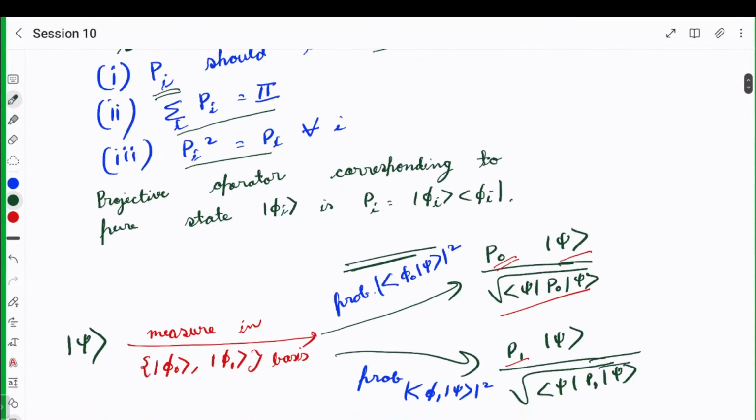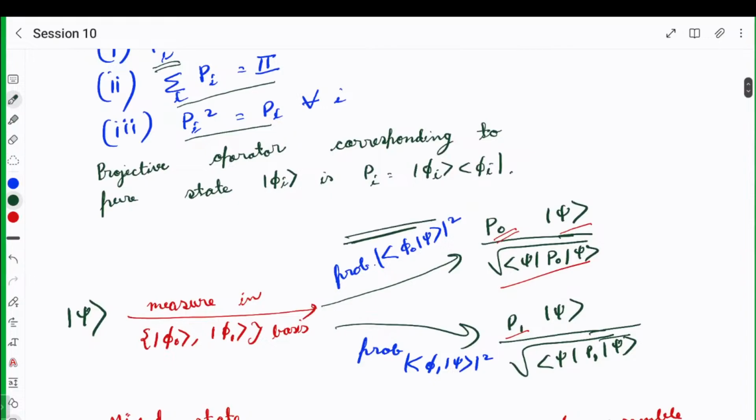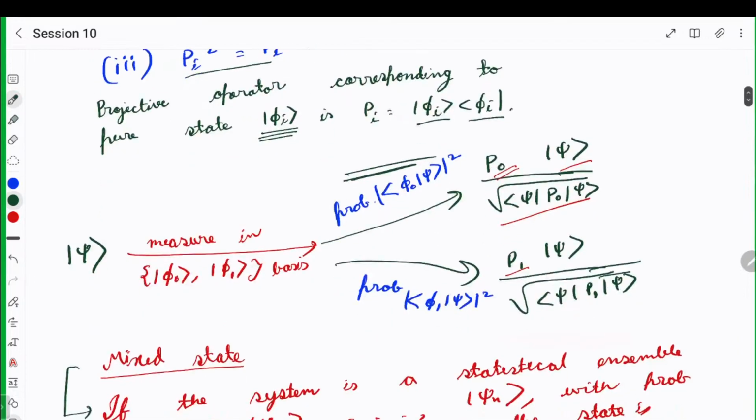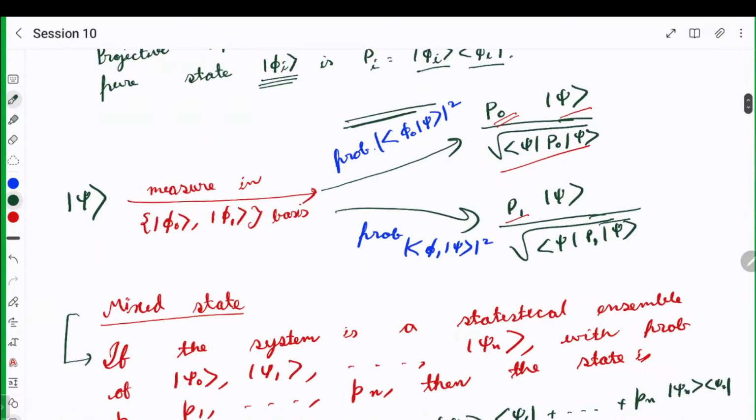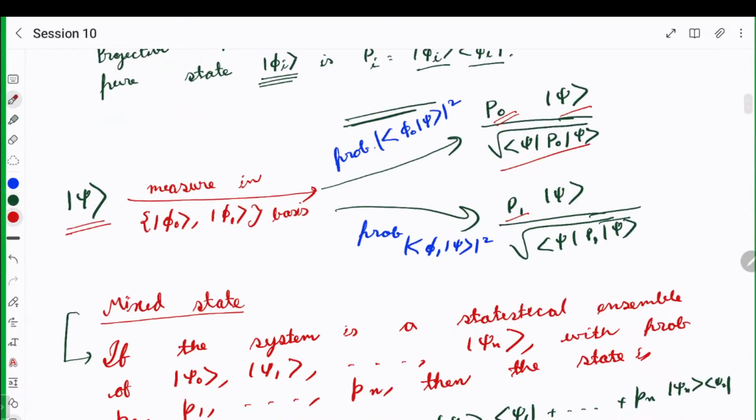We also saw that the projection operator corresponding to the pure state phi i is just the ket phi i, bra phi i outer product. And if we measure some state vector psi in the phi 0, phi 1 basis, it gives us a projection operator acting on psi with some normalization constant, with probability mod of inner product phi 0 psi whole squared, and here, mod of inner product phi 1 psi squared.